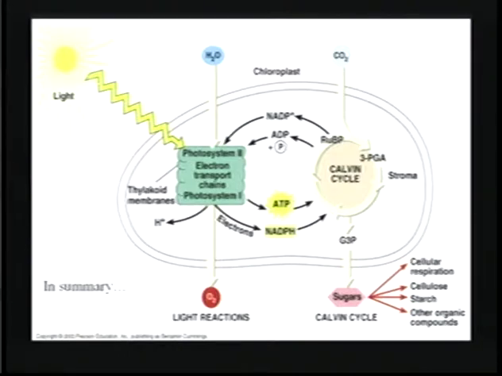All right, keep in mind where these things are happening. The light reactions are happening in the thylakoid membrane. The Calvin cycle is happening in the stroma of the chloroplast. There's none of this that happens in the cytoplasm of the plant cell.